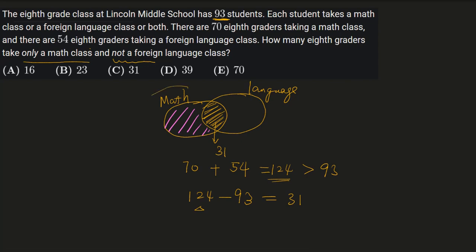We know the total math. What's the total number of students that are taking at least one math class? That's 70, right? So this equals 70. Therefore, the 70 subtract this 31. That is the number of students that are taking the math class only, which equals 39.